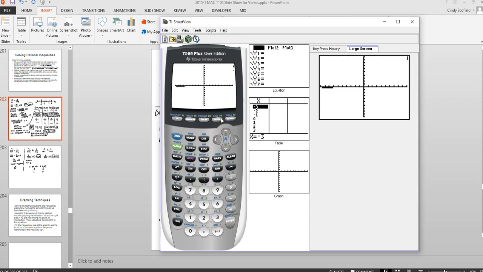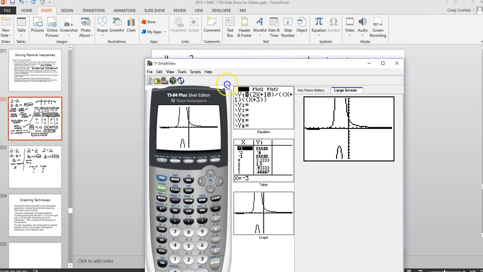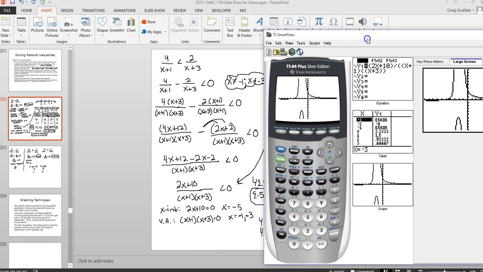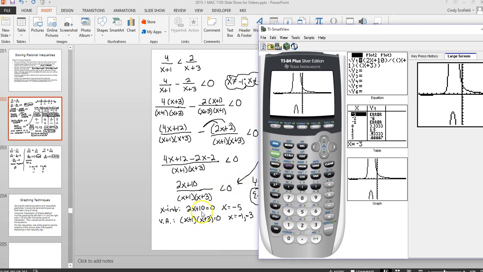Okay, let's hit graph. When we had done our values, we'd seen that the x-intercept was at -5. So that would be right here: 1, 2, 3, 4, 5. There's the x-intercept. It also showed the vertical asymptotes were at x equals -1 and x equals -3. So x equals -1, there's your vertical asymptote right there. And x equals -3, there's your vertical asymptote.